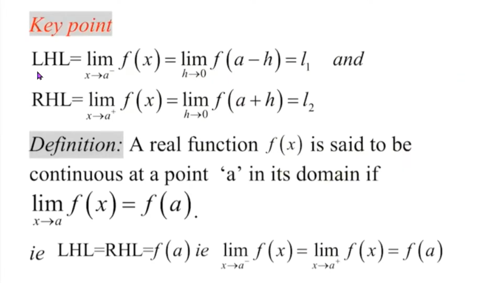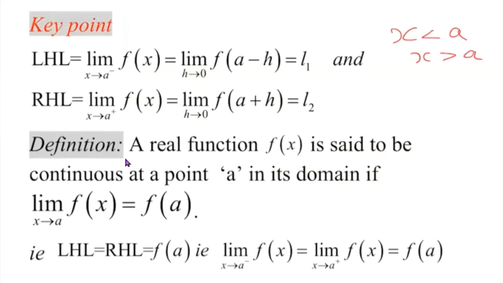Now we have a key point. The left-hand limit of f of x as x tends to a minus is the limit of f of a minus h as h tends to 0. In the same way, to find the RHL, replace x by a plus h and take limit as h tends to 0. Remember, we need to make use of this method only when f of x is not defined separately for x less than a and x greater than a.